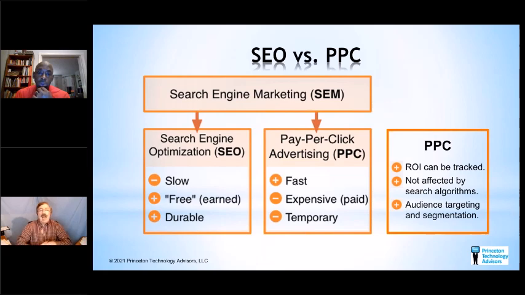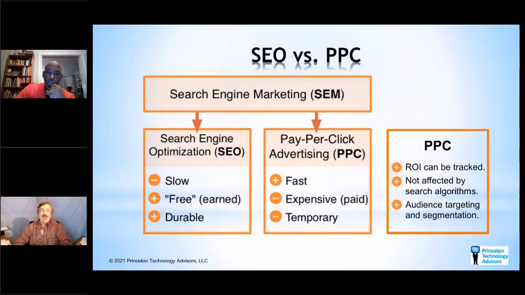Pay-per-click really has a much more relevant, easier way to see what your return on investment is. You could see how much you're spending, and you could see what kind of business you're generating from it. Search engine optimization, it's harder to do because there is no direct correlation to budget. Also, pay-per-click is not affected by the search engine algorithms.